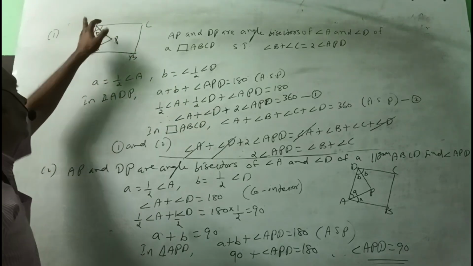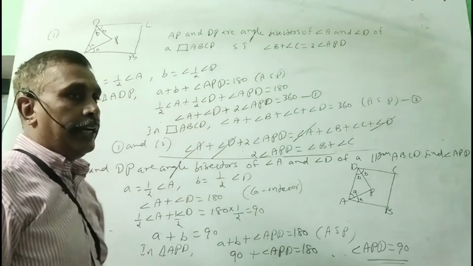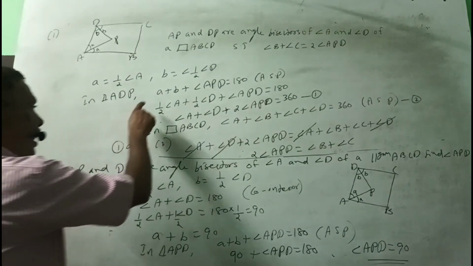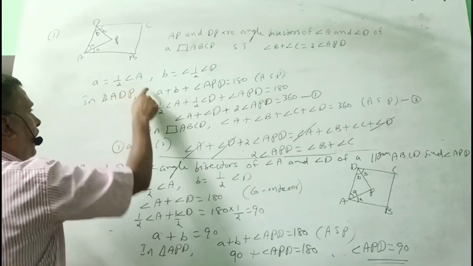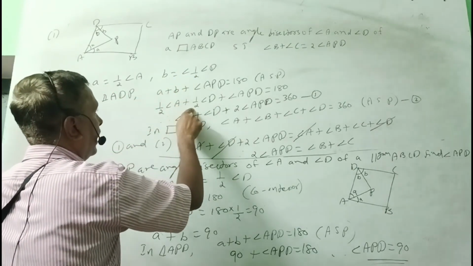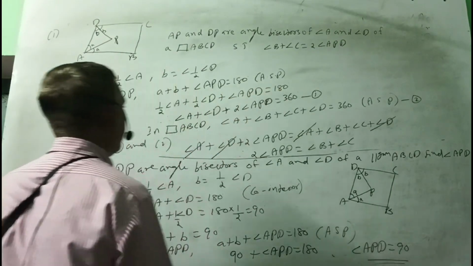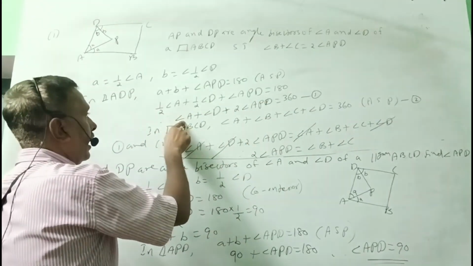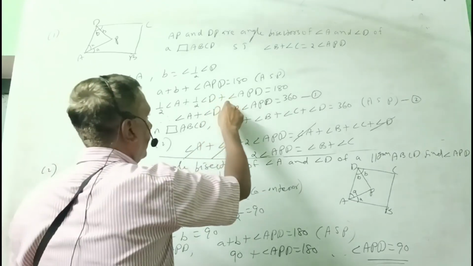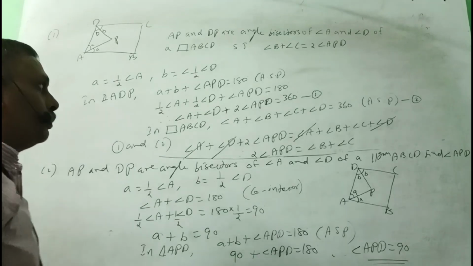So in triangle ADP, a plus b plus angle APD is equal to 180 degrees, a property of a triangle. This is half of angle A, and this is half of angle D. So half of angle A plus half of angle D plus angle APD is equal to 180 degrees. Then I multiply everywhere by 2. When I multiply by 2, here it will come angle A, here angle D, and here 2 angle APD is equal to 360 degrees. The right hand side is also multiplied, so I took it as equation number 1.